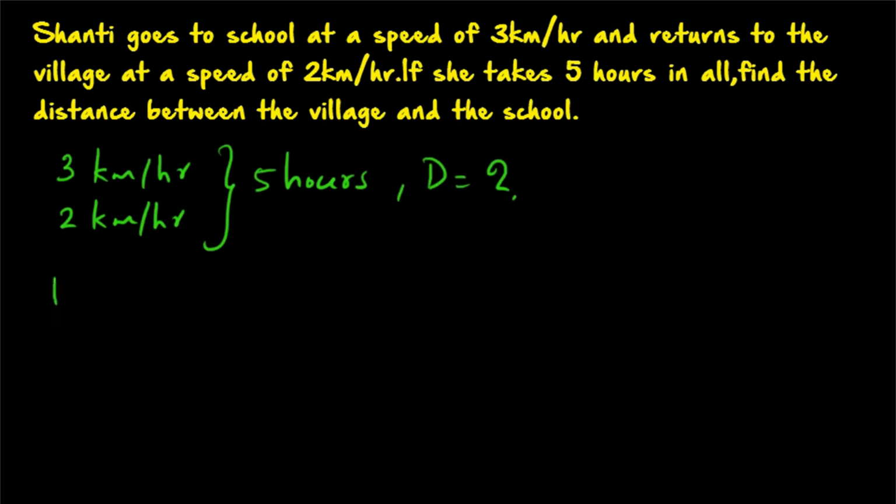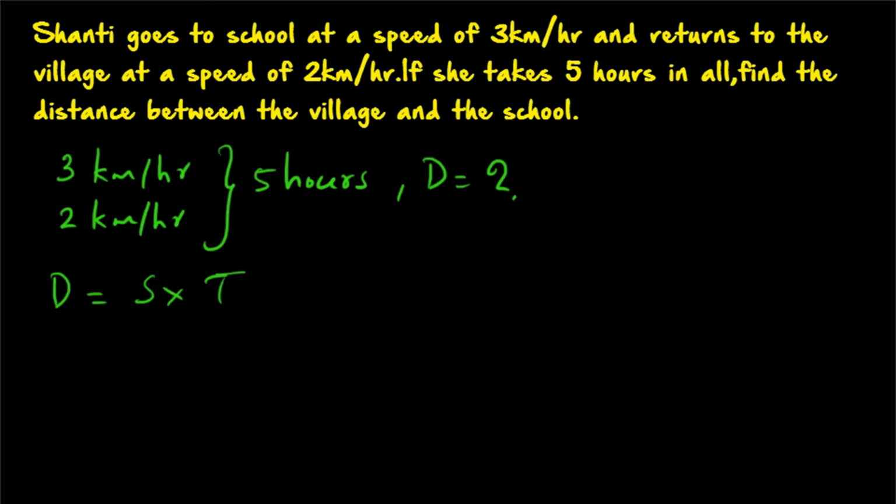So what is the formula for distance? Distance is equal to speed into time. So here the time is given. The total time is 5 hours. The speed is not directly given. What is the given information?